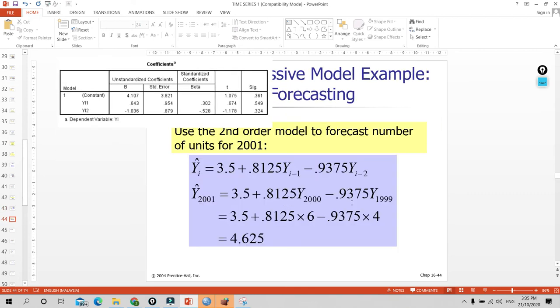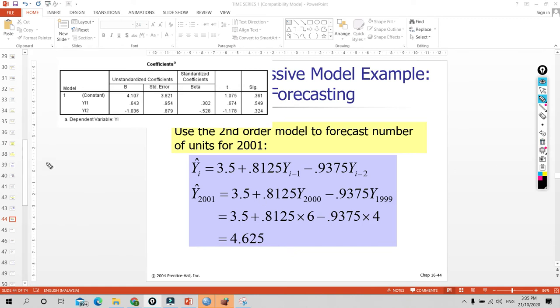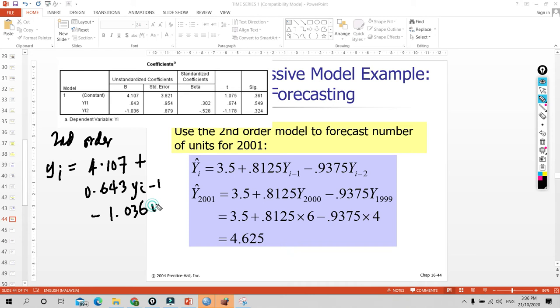Now the model for the second order is yi equal to 4.107 plus 0.643 yi minus 1 minus 1.036 yi minus 2.